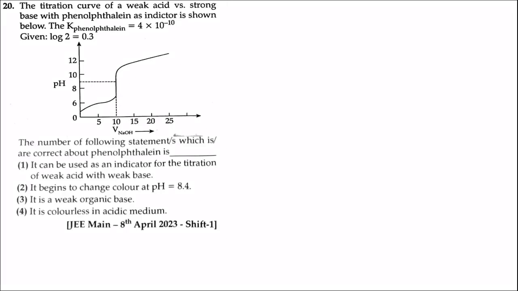The titration curve of a weak acid versus a strong base with phenolphthalein as indicator is shown below. The equilibrium constant for phenolphthalein is 4 into 10 to the power minus 10, log 2 is 0.3. The number of following statement or statements which is or are correct about phenolphthalein is. Pehla statement, it can be used as an indicator for the titration of weak acid with weak base. Wrong. It is used in titration for weak acid with a strong base.